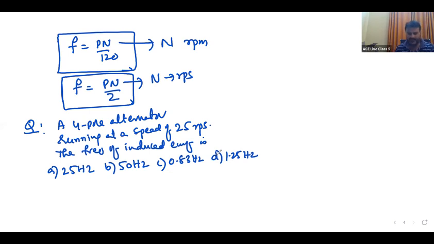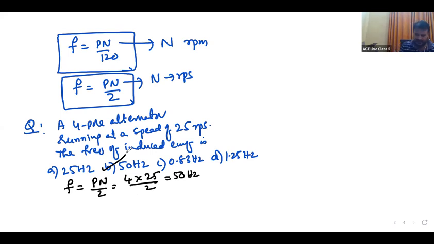Then what is the frequency? A four-pole machine rotating at a speed of 25 RPS. 25 RPS means F is equal to Pn by 2. It's a four-pole, N is 25, so 4 into 25 by 2. How much will it be? 50 hertz. So your answer is 50 hertz.